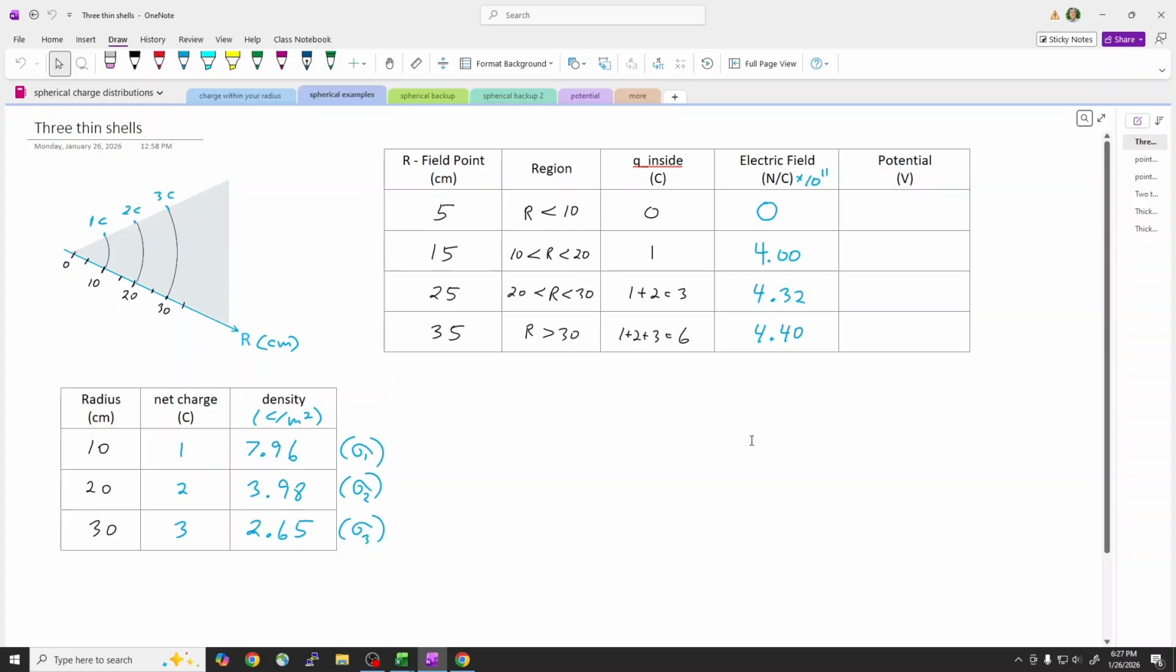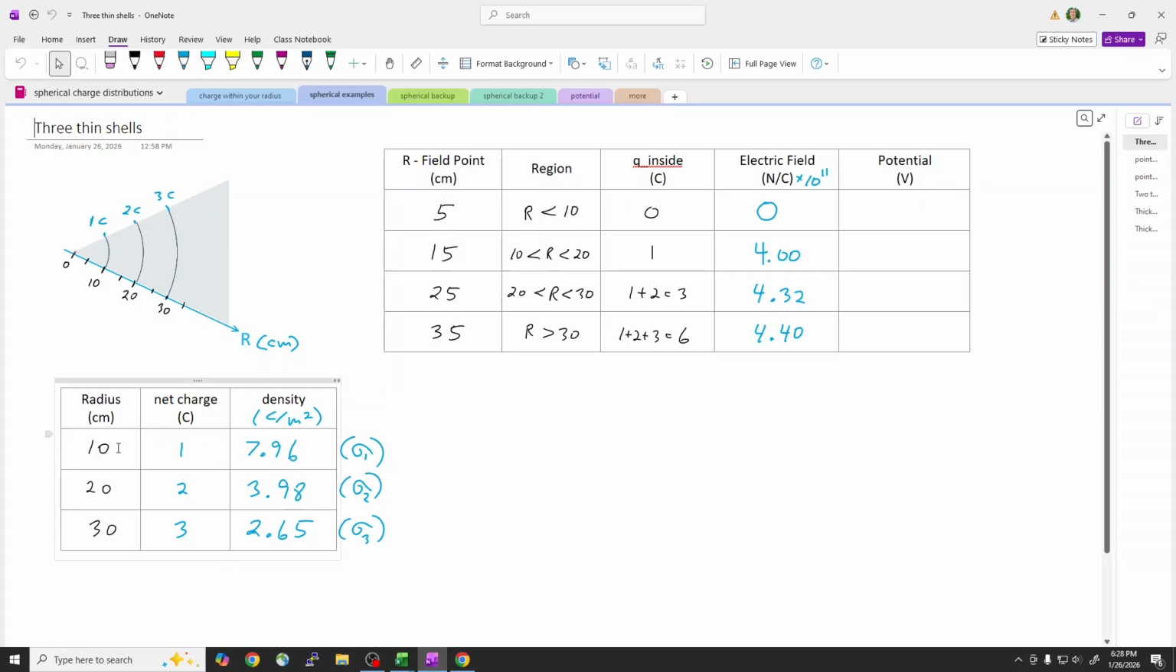All right, so let's do some examples. So here are 3 thin concentric spherical shells. So I have 1 coulomb at the 10 centimeter mark, 2 coulombs at the 20 centimeter mark, 3 coulombs at the 30 centimeter radius. So there's several things that you'll want to do. One is you'll want to be able to calculate densities. So for surfaces, that's sigma, surface densities, right?